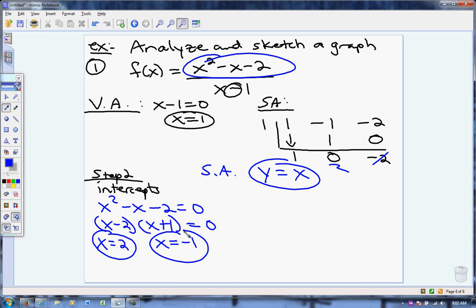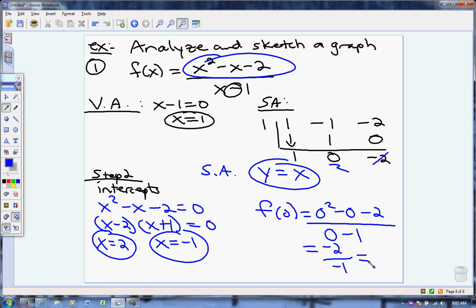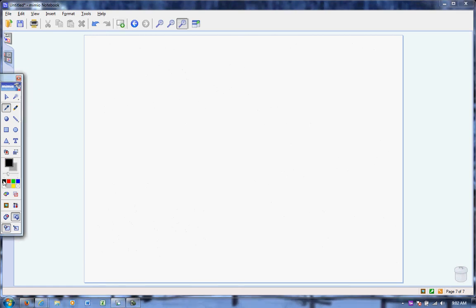For y-intercepts, we need to find f of 0. So I plug 0 into the function, and I have 0 squared minus 0 minus 2 all over 0 minus 1. So I'm left with -2 over -1. I have a y-intercept at positive 2. So I've got some pieces now, and let's go now to sketching a graph, and we're talking about doing this manually.